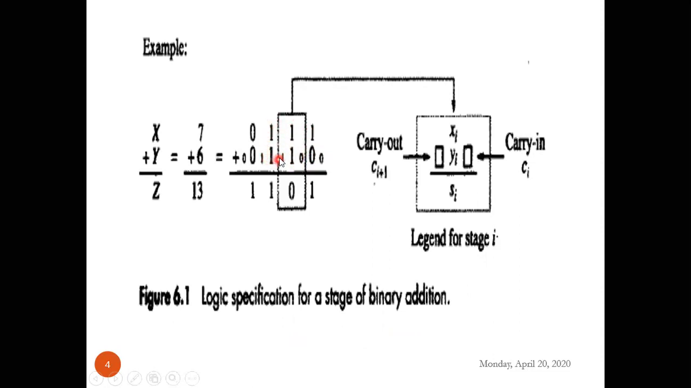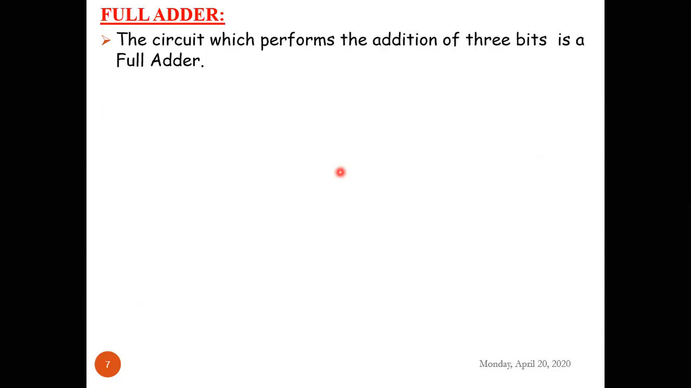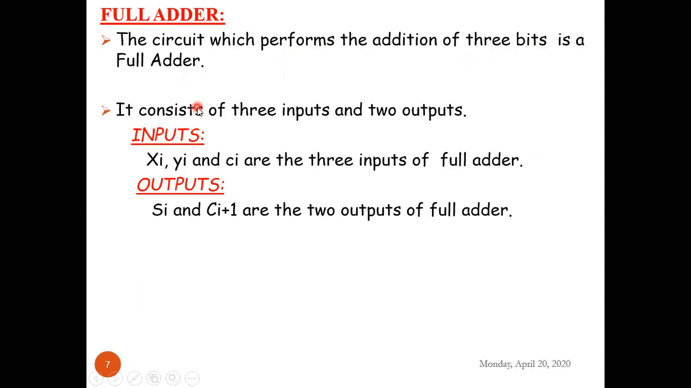For the next stage I require one full adder, and for the final stage also I require a full adder, because every full adder performs addition of 3 inputs and produces 2 outputs. And you can see here the same repetition. The circuit which performs addition of 3 bits is a full adder. It consists of 3 inputs and 2 outputs. Inputs are xi, yi, and ci, and outputs are si and ci plus 1.